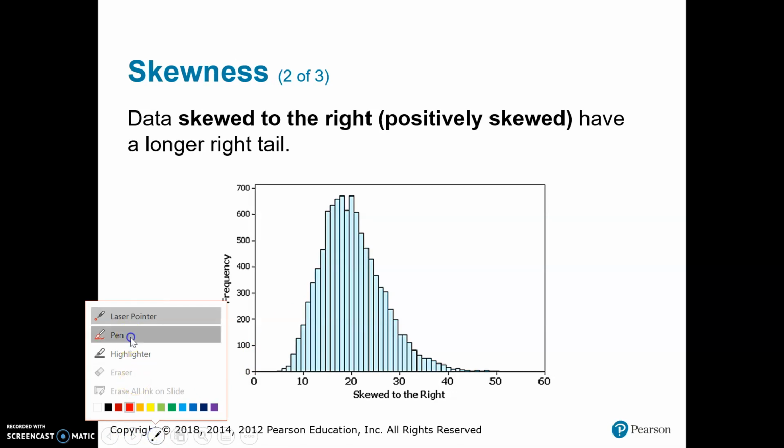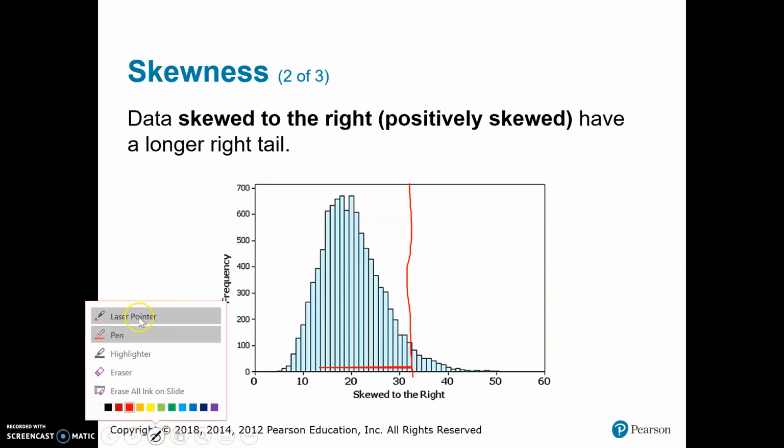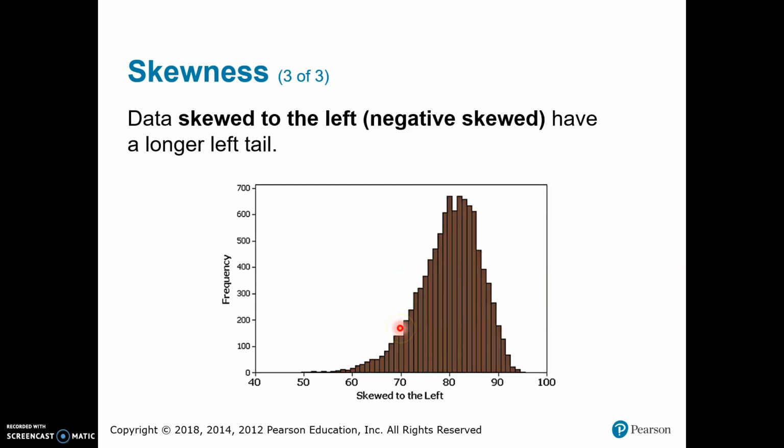Here, if I draw right in the middle, see, now it's no longer symmetric. All right. So if most data are on the left of the graph, we call that skewed to the right. If most data are on the right, we call that skewed to the left.